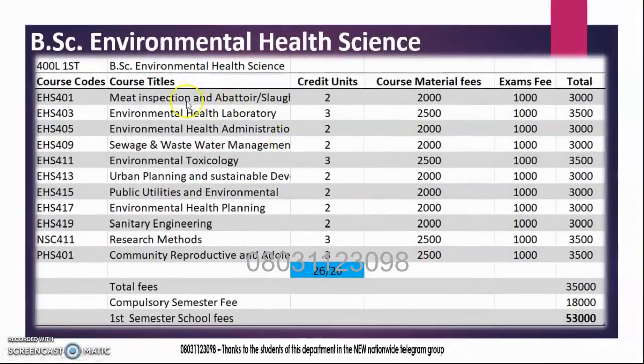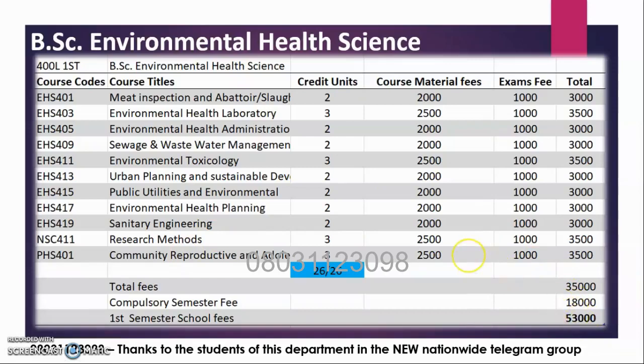Then 400 level first semester, you have these courses, 26, though you have to take 2 credits, a course of 2 credit units, to the next semester and register it. With a total of 53,000 naira, you'll be paying for the semester, assuming all 26 are allowed. If you remove one course from there, let's say one of these, then you will be subtracting 3,000 from this 53. So your 50,000 can register 24 units for this semester.